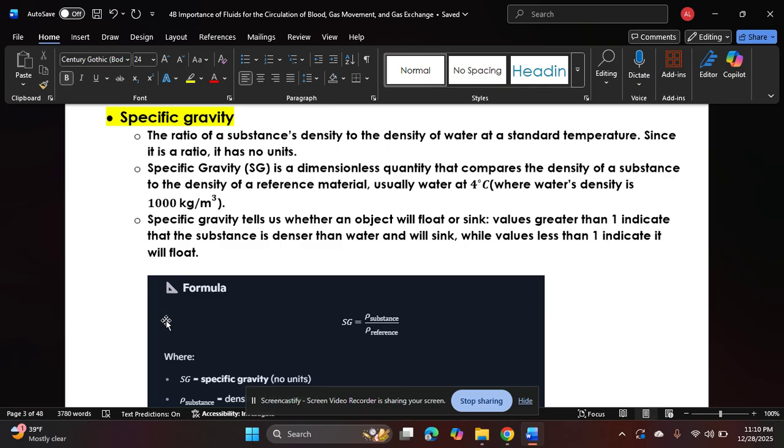Specific gravity tells us whether an object will float or sink. Greater than 1 indicates that the substance is denser than water and it will sink, while values less than 1 indicate it will float. A mosquito will float; it is not going to sink. Whereas if you throw something like 1,000 kilogram of a stone, chances are it's going to sink.